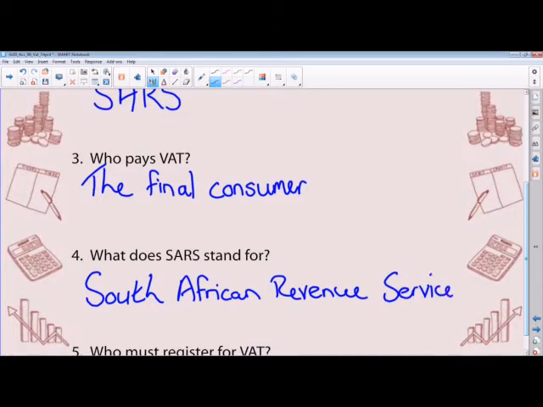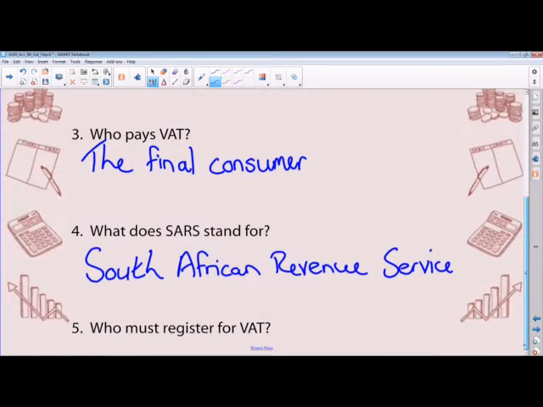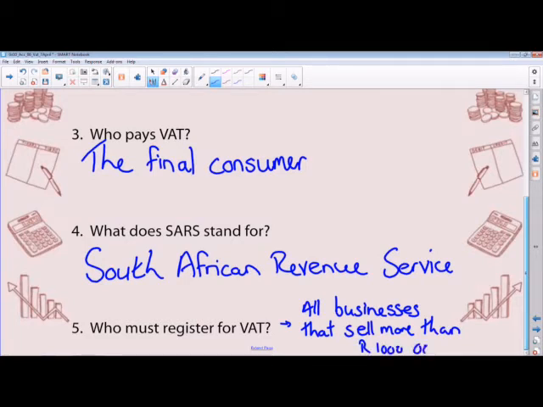And then the very last question, who must register for VAT? And that's quite an easy one. All businesses that sell more than R1 million. They need to register. It's compulsory registration for these businesses.